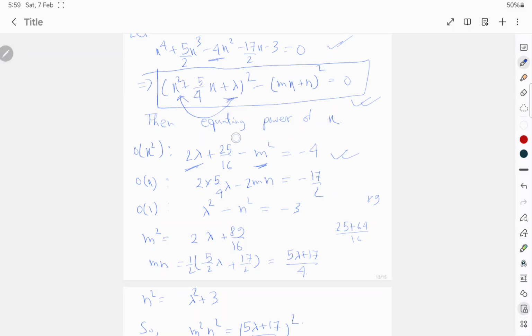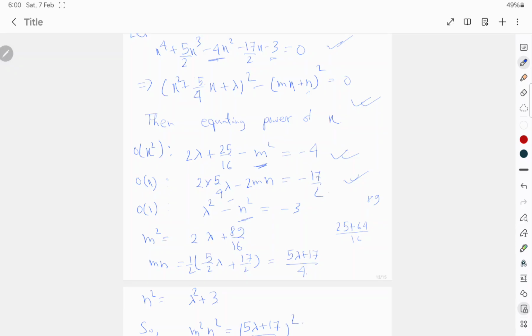Next, how do we find the x coefficient? It comes from the 2bc term, so 2 into 5 by 4 into lambda, and from the 2ab term, minus 2mn. This is equal to minus 17 by 2. Next, the constant term comes from lambda square, and here it is n square, and on the other side it is minus 3. So you are getting these 3 equations.